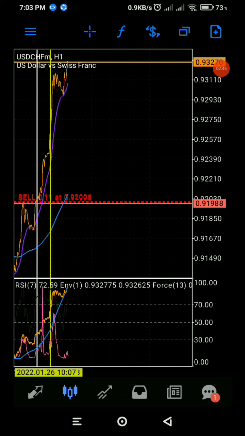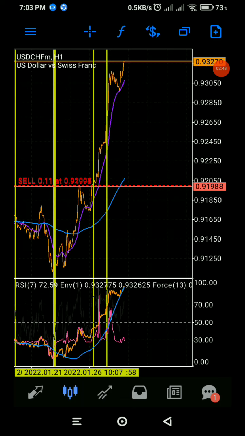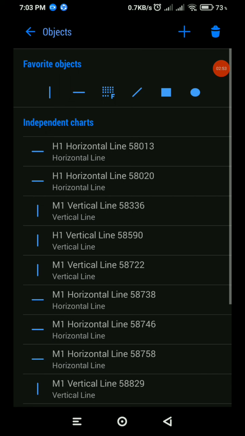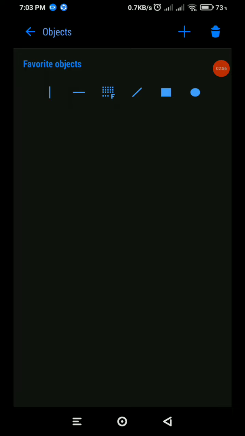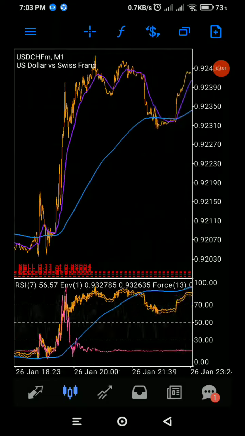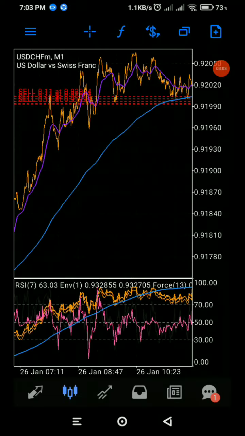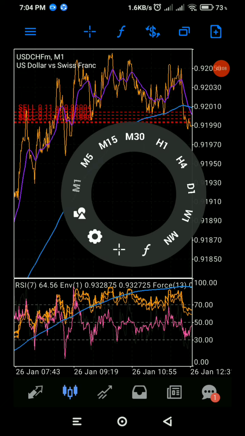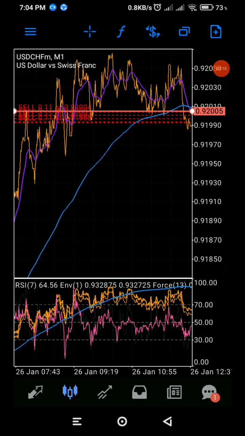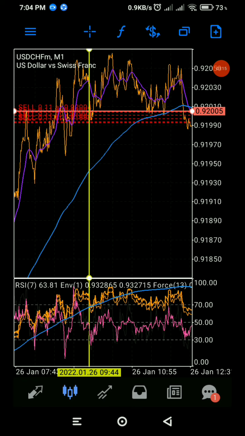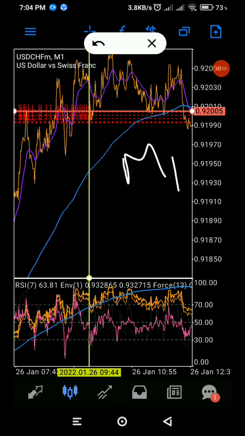So here, okay, some previous levels are still seen here. I'm just deleting all the objects. So from M1, I'm marking the entry points again. So here I'm adding a vertical and horizontal line to make it clear to you, so you can spot the place where we have taken entries.